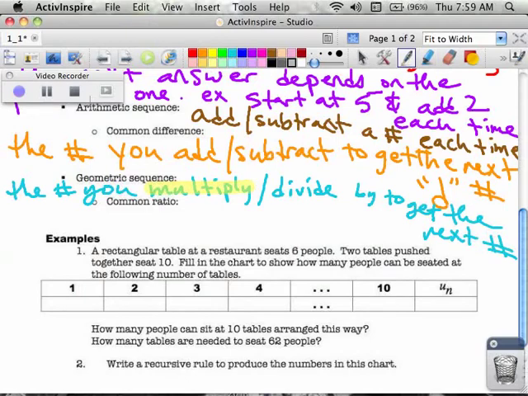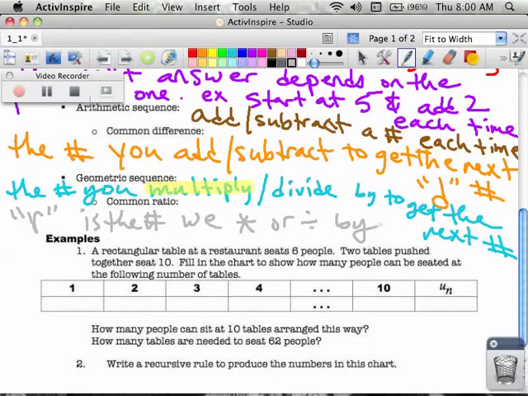And then the last thing in our vocabulary is what is the common ratio. They use the letter R to talk about this common ratio. And the common ratio is the number we multiply or divide by. So for example, if I said, let's start with the 5, but this time let's multiply by 2 each time. So I would go 5, and then the R would be 2. I'd multiply by 2 and I get 10. I'd multiply by 2 and I get 20. I'd multiply by 2 and I get 40, so on and so forth.